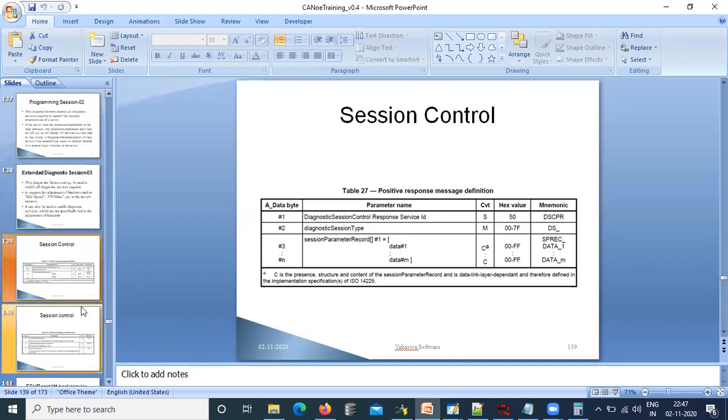Okay, I think you are correct. What you say is why they add 40: it is specified in the spec. That's why they add 40 to produce the positive response.